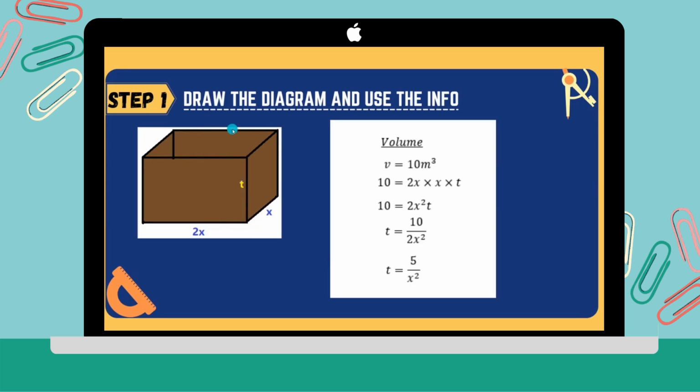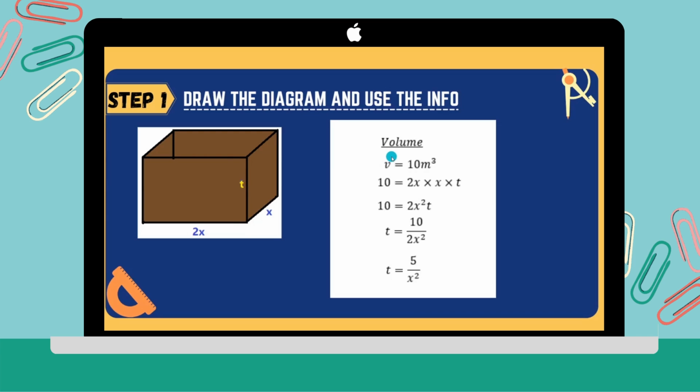Step 1. Draw the diagram and use the info. First we must draw the diagram. So, this is the diagram. In the question, it is informed that the length is twice the width. So we represent the length as 2x and the width as x. But the height is not given, so we can represent it with any variable. So we represent the height as t.